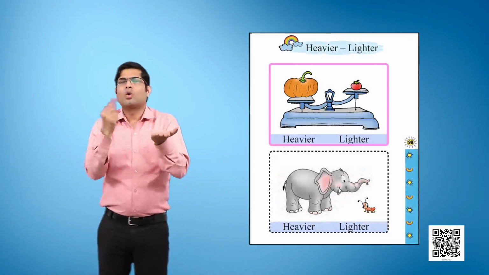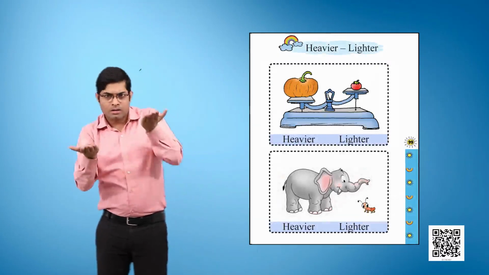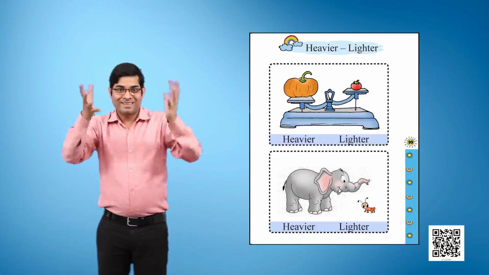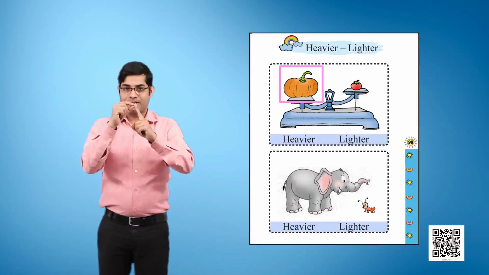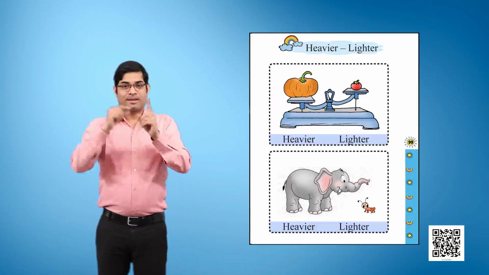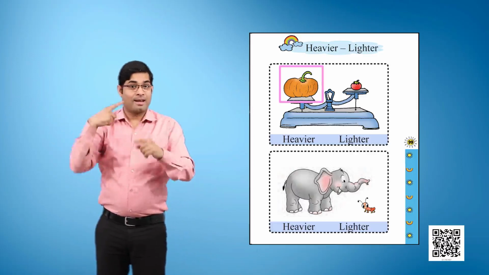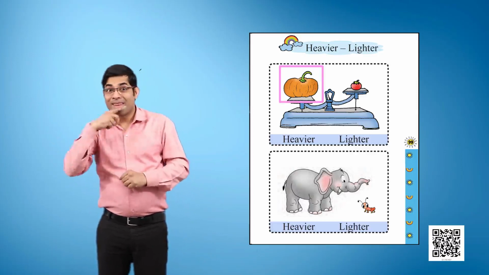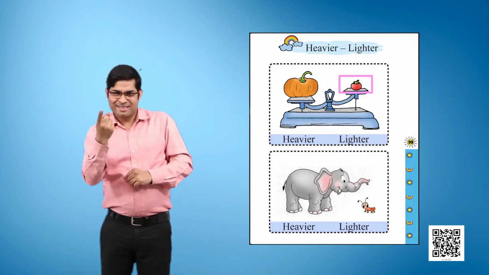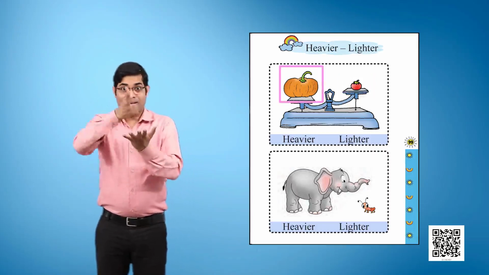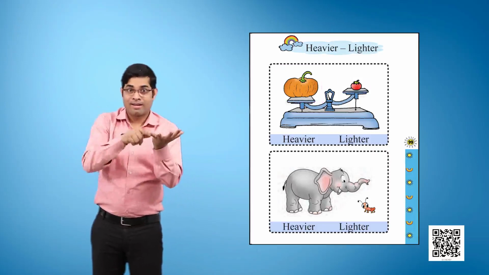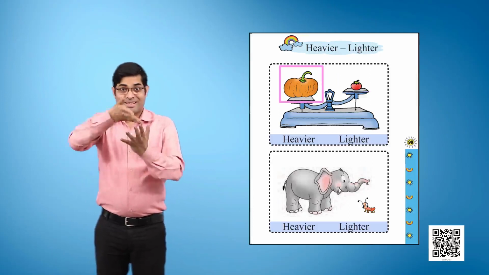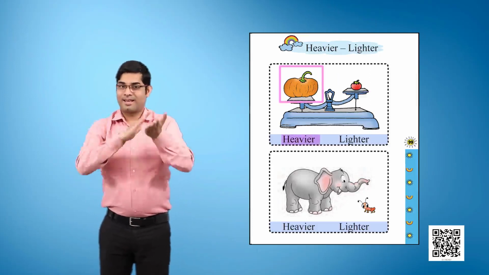shows a weighing scale. A weighing scale is a machine that is used to measure or compare the weight of objects. On one side of the weighing scale, a pumpkin is kept, and on the second side, a tomato is kept. The side with the pumpkin is at a lower height than the side with a tomato. The word heavier is written beneath the pumpkin.